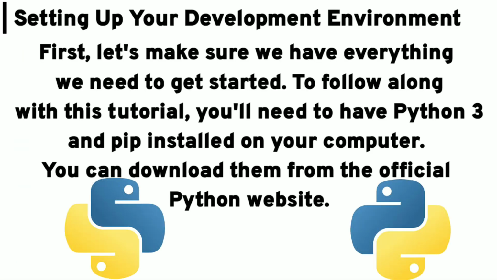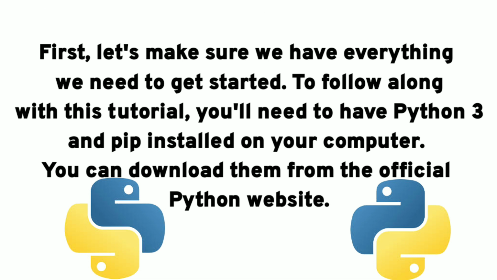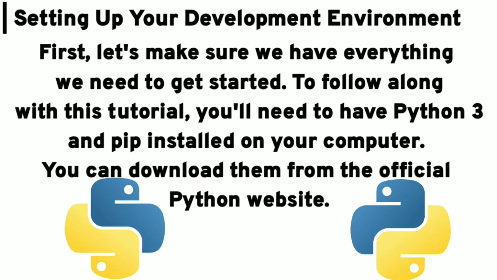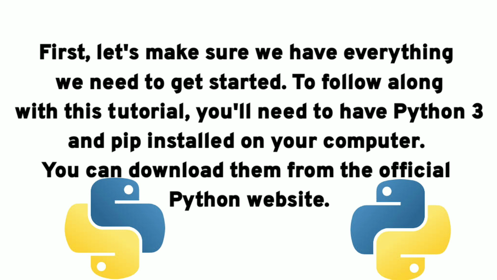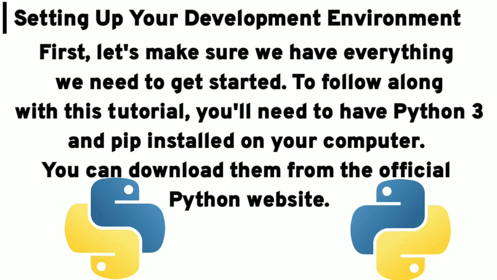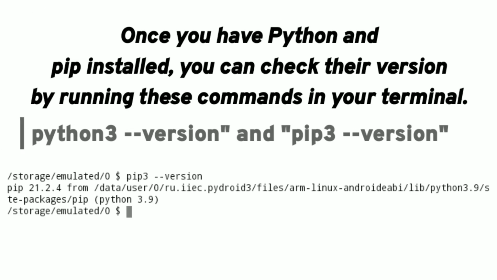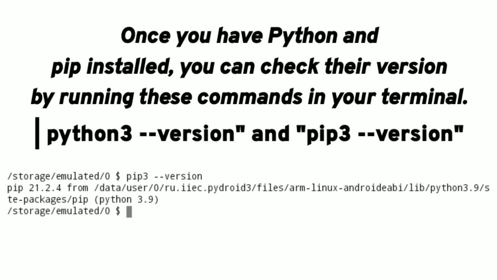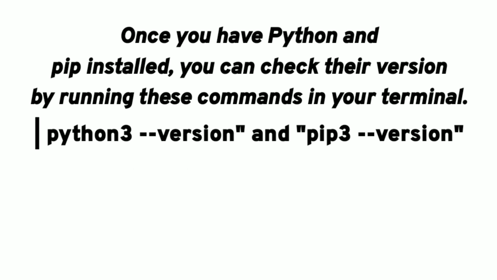First, let's make sure we have everything we need to get started. To follow along with this tutorial, you'll need to have Python 3 and pip installed on your computer. You can download them from the official Python website and from Play Store Python 3. Once you have Python and pip installed, you can check their version by running these commands in your terminal.